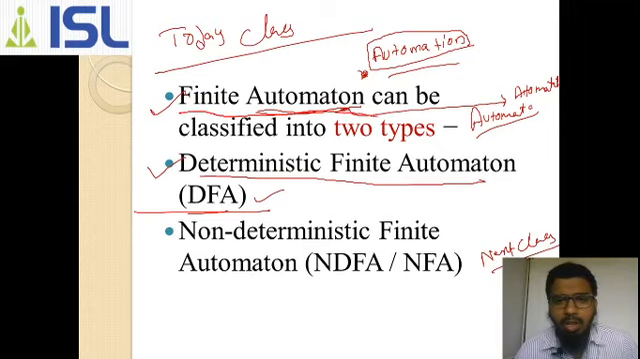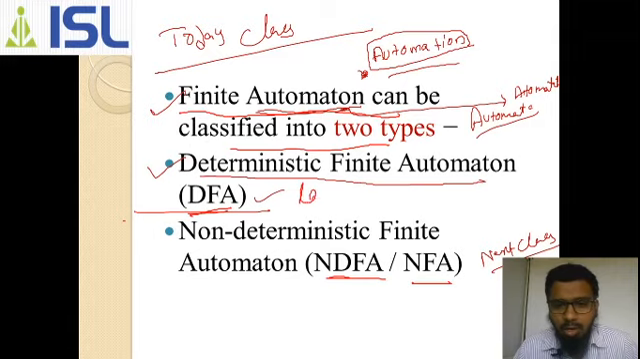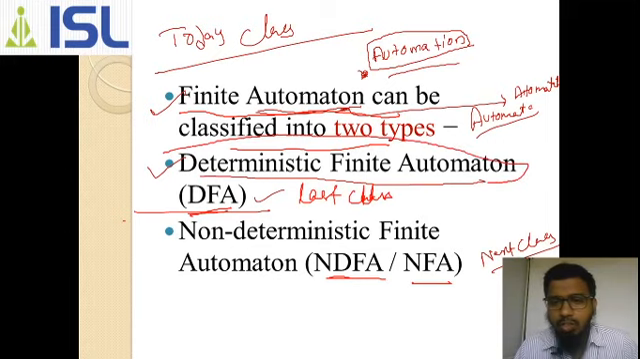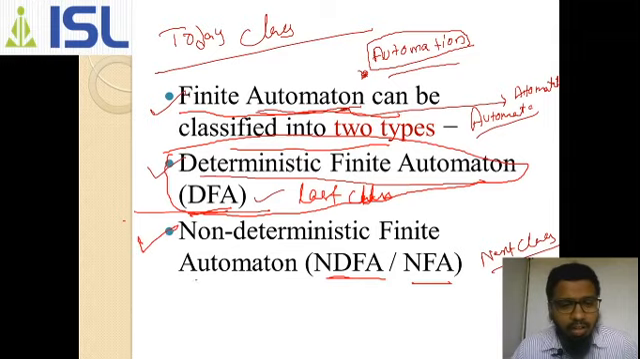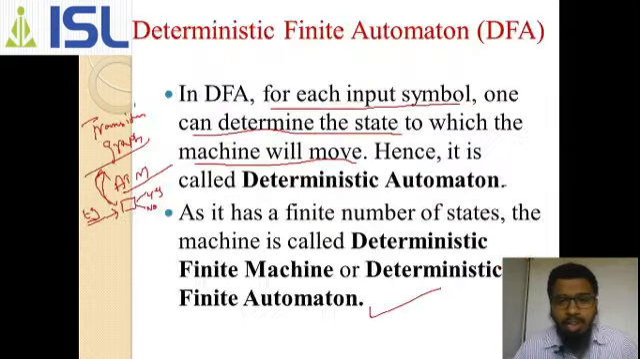Finite automata can be classified into two, as I told you in the last class. The first one was a DFA, deterministic finite automation, and the second is non-deterministic finite automation, NDFA, or you can say NFA. So in the last class we completed this, and we saw some of the examples. And today we are going to see the NDFA, or NFA. But before that, first we will see what the DFA is.